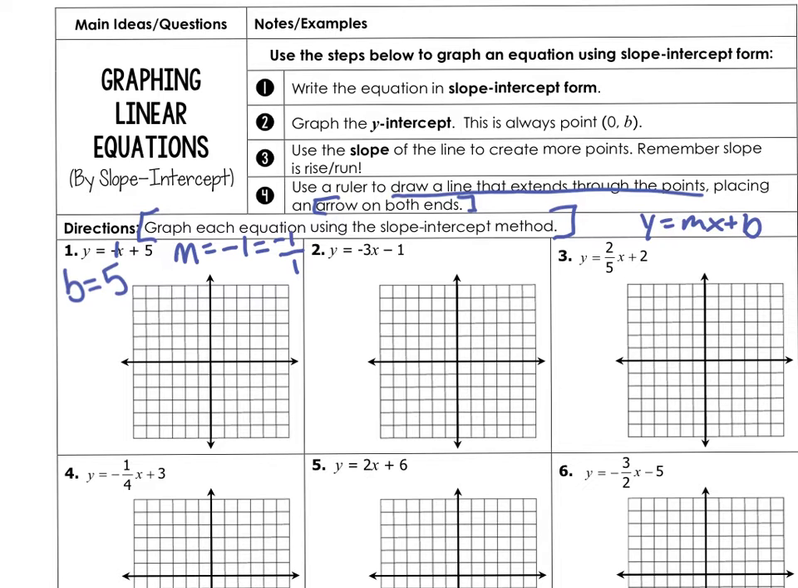1, 2, 3, 4, 5. Double check me on that. 1, 2, 3, 4, 5. Good. I'm in the right spot. So we graph the y-intercept first. There it is. Now we need to graph the slope.